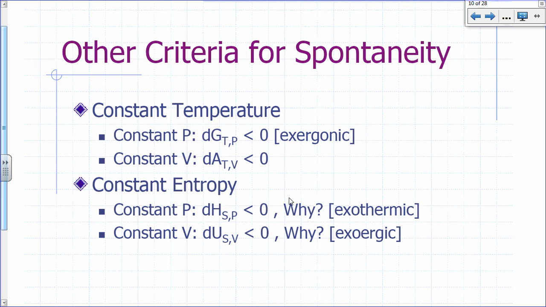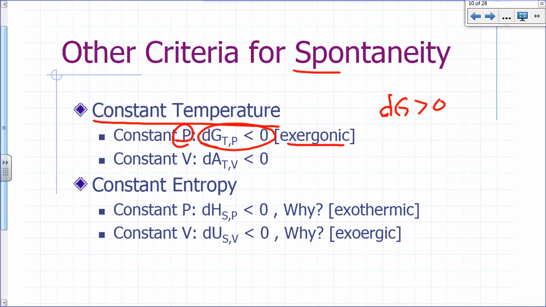So here's a summary of what we've covered so far. At constant temperature, if pressure is constant, then we say a process is spontaneous if your Gibbs energy drops. dG is negative, or we say delta G is negative. This is what we would call an exergonic process. What if dG is positive? What would you call that process? Endergonic. Delta G is positive, it's endergonic.